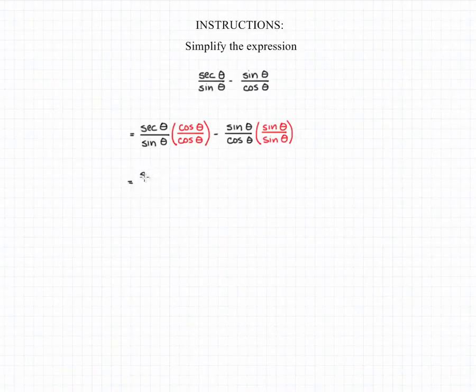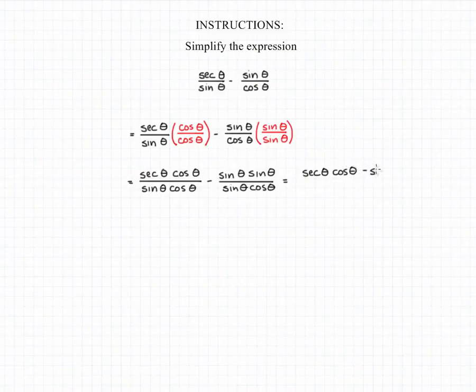So we'll end up with secant theta cosine theta over sine theta cosine theta. And from that we're going to be subtracting sine theta times sine theta over sine theta cosine theta. And we can simplify this into one fraction and combine those two sines. We'll end up with secant theta cosine theta minus sine squared theta all over sine theta cosine theta.